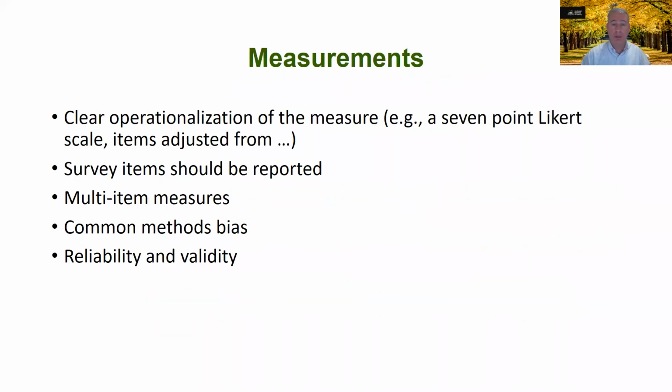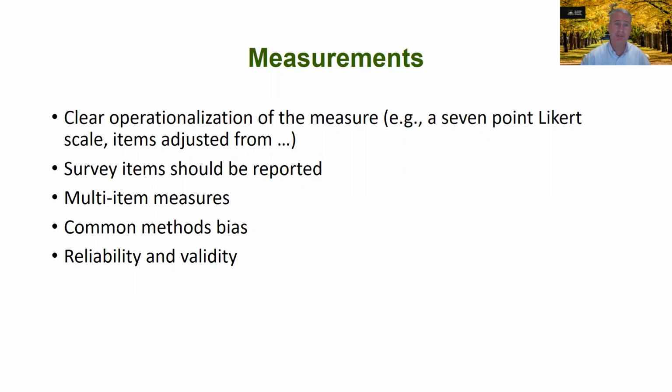A very important area in quantitative research is the measurement. Be clear about the measure, the construct that you use and how you measured it. For example, we used a 7-point Likert scale. Where did you take the items from? Did you develop them yourself? Did you take them from another paper? Which one? Have you adjusted the items to fit your context, or did you just use the same items exactly as they were published in a previous paper?